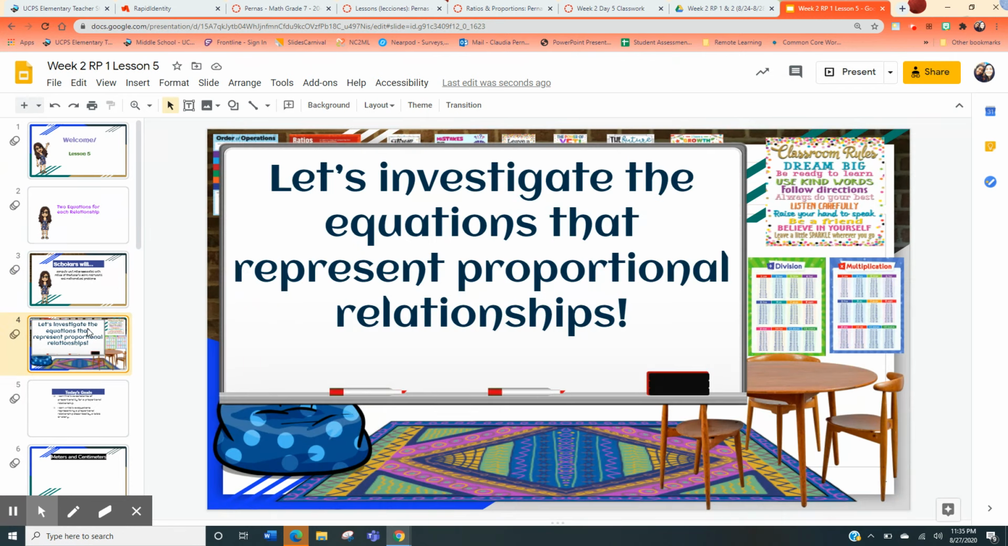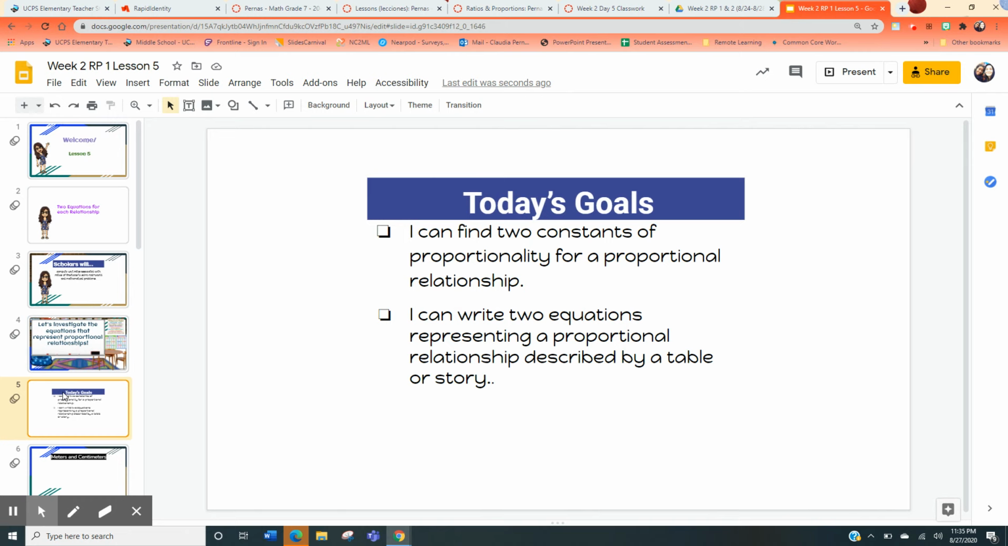So let's go ahead and investigate the equation that represents the proportional relationships. Today's goal: I can find two constants of proportionality for a proportional relationship, and I can write two equations representing a proportional relationship described by a table or story.